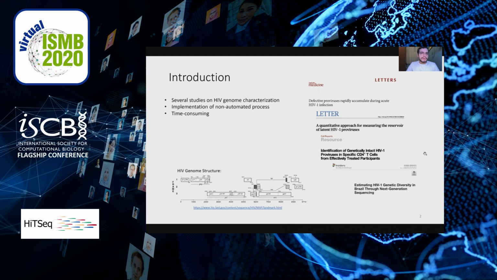Recently, several studies have been reporting HIV genome characterization using either Sanger or next-generation sequencing, but they always implement a non-automated process that relies on manual interventions, which could be really time-consuming due to the high number of sequences the high-throughput technologies are capable of providing.